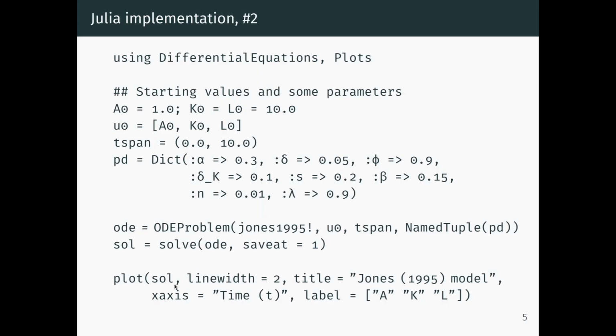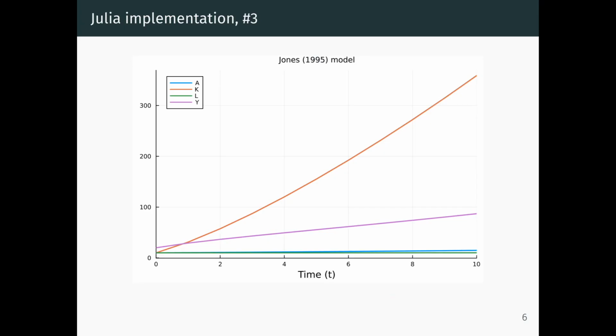And with the last line, we're already plotting the solution with some parameters and with some nice titles and labels. And here you can see a first basic simulation of the model with these four variables. A is technology, K is the capital stock, L is population, and Y is total output.